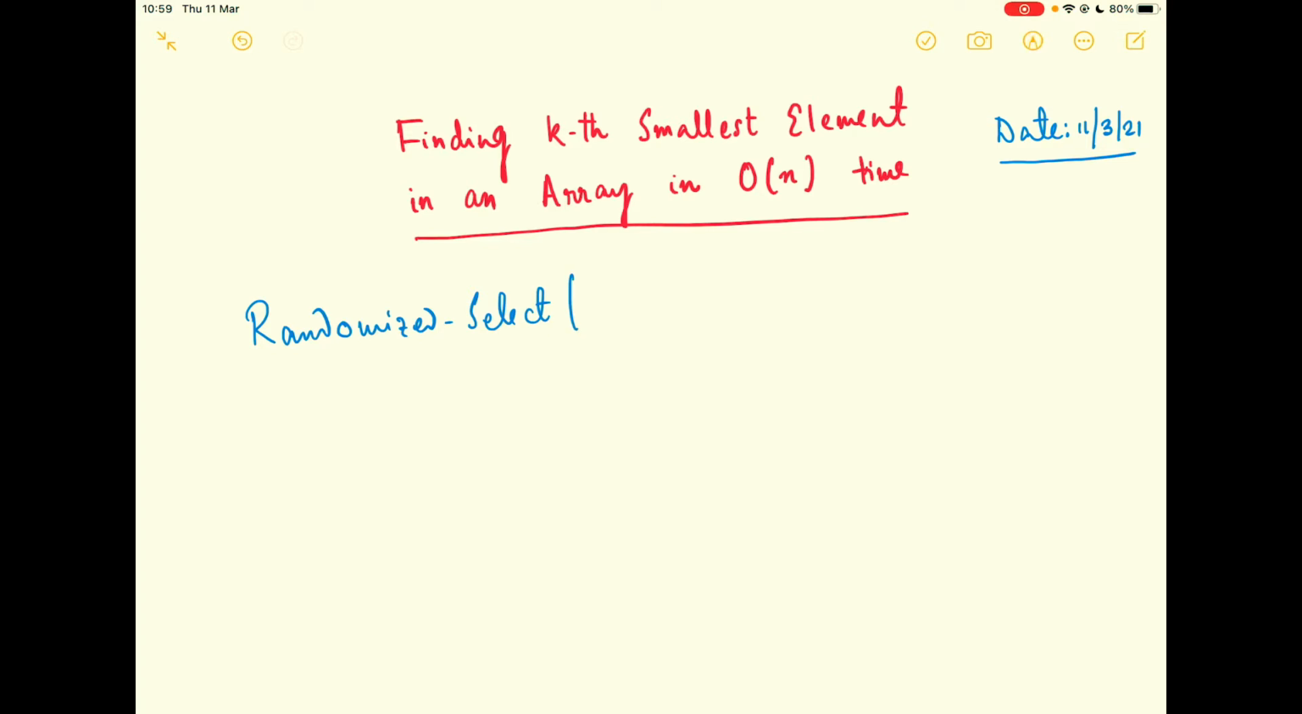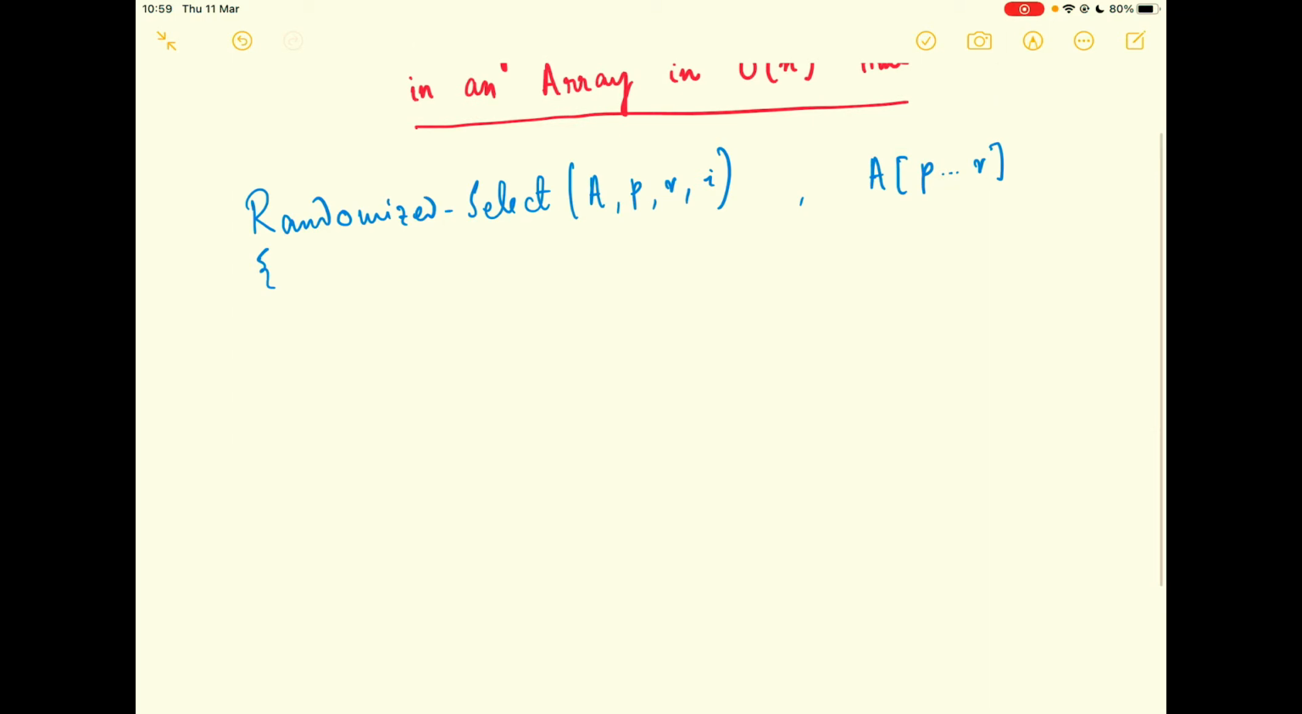It takes an array A with, say, starting index P and end index R, and it is supposed to find the ith smallest element in this subarray A[P..R]. So the array A is indexed starting from P and ends at R, and we are interested in finding the ith smallest element.